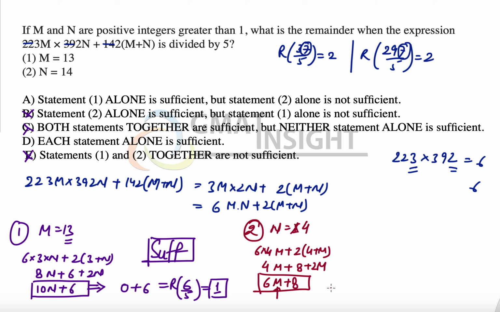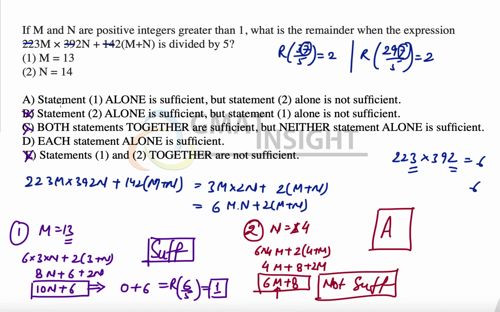And in absence of that information, we are bound to say that this information is not sufficient to answer the question, and hence answer to the question becomes option A, which states that the first alone is sufficient to answer the question, but the second statement alone is not sufficient.